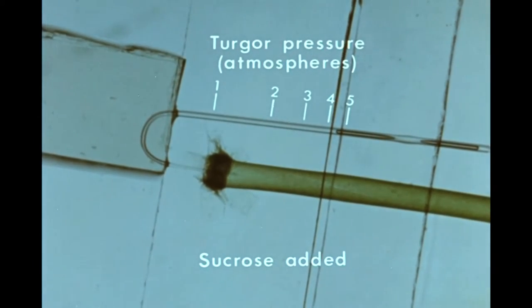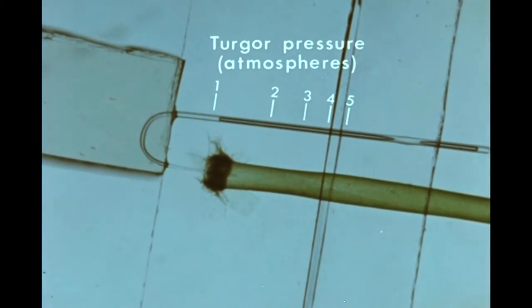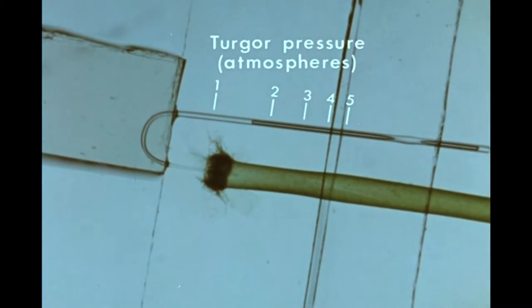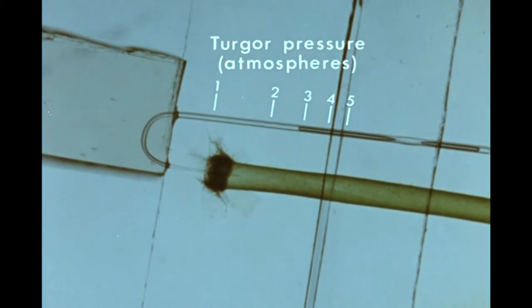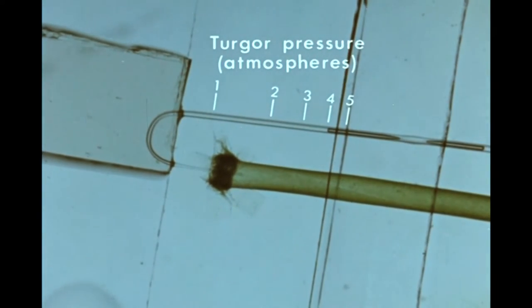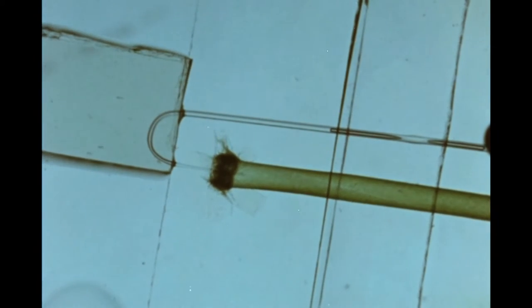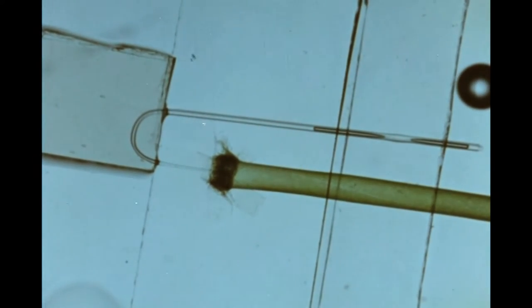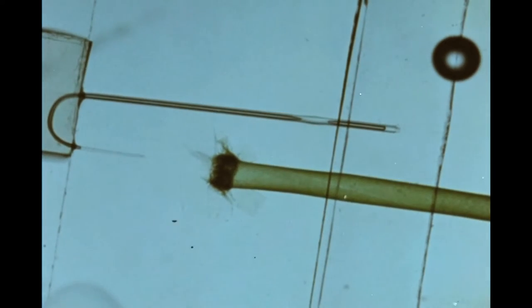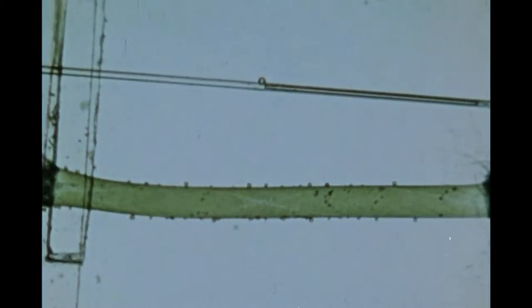When sucrose is added to the water, the turgor pressure drops and the trapped air bubble expands. As the sugar diffuses away, the pressure builds up again. This capillary method for the direct measurement of turgor pressure has the advantage that it can be applied to the growing cell, and the relation between growth rate and turgor pressure can be observed.